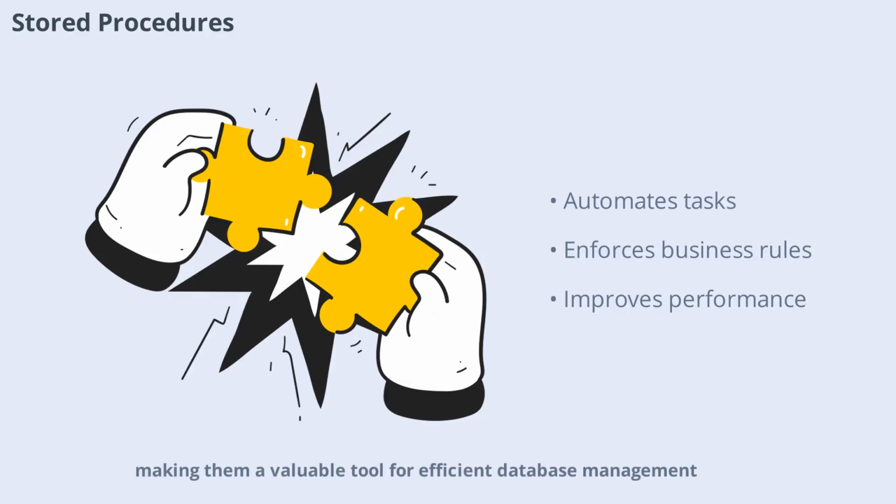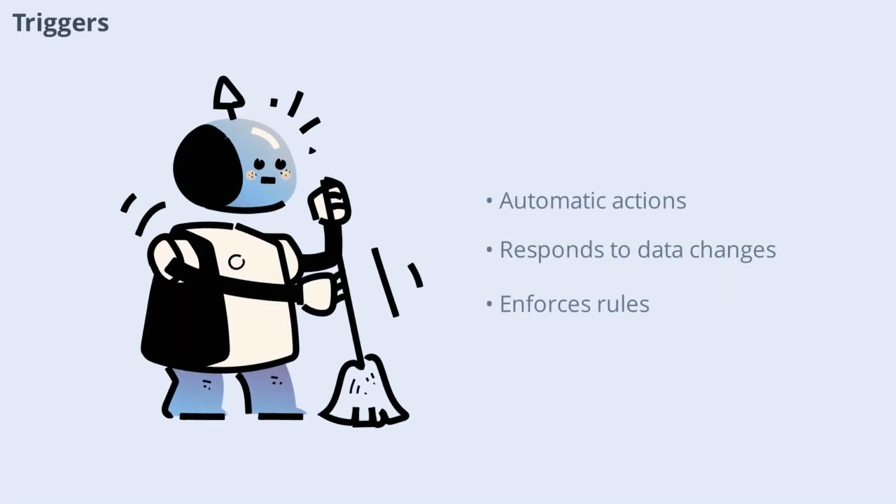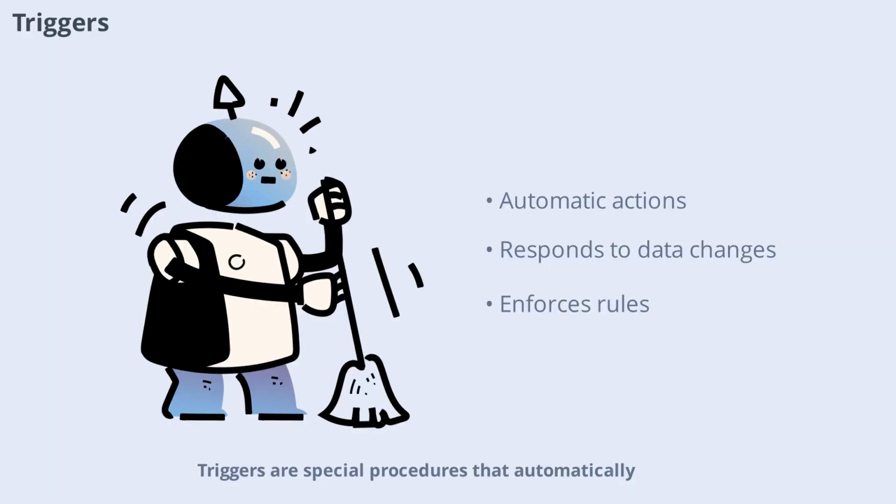Triggers are special procedures that automatically execute in response to certain events, such as inserting, updating, or deleting records. They help enforce rules, maintain audit trails, and automate actions within the database. Triggers are powerful but should be used carefully to avoid unintended consequences and performance issues.